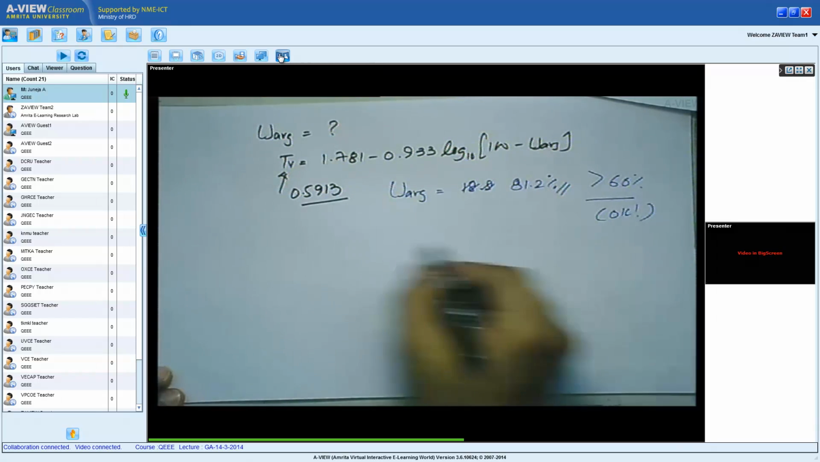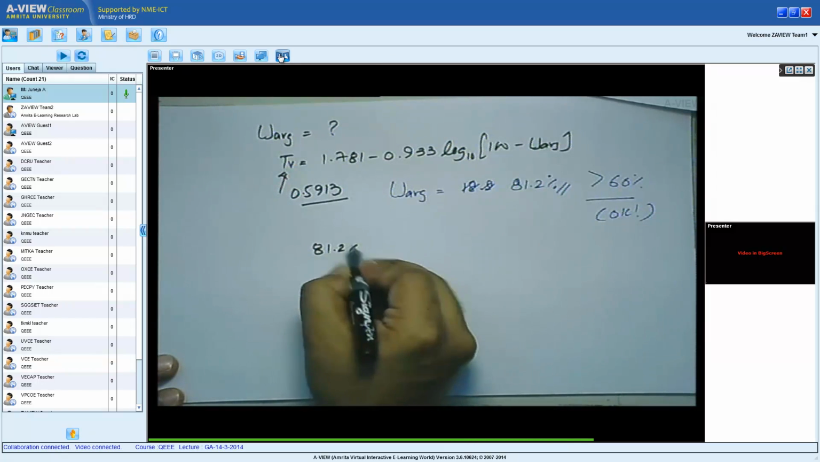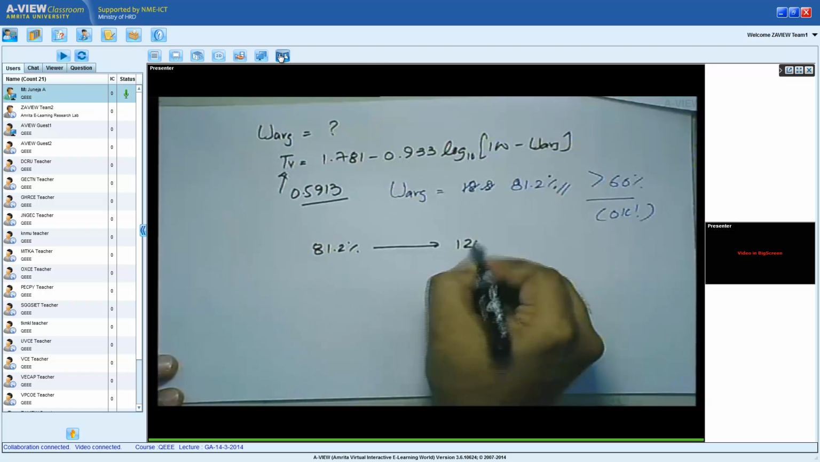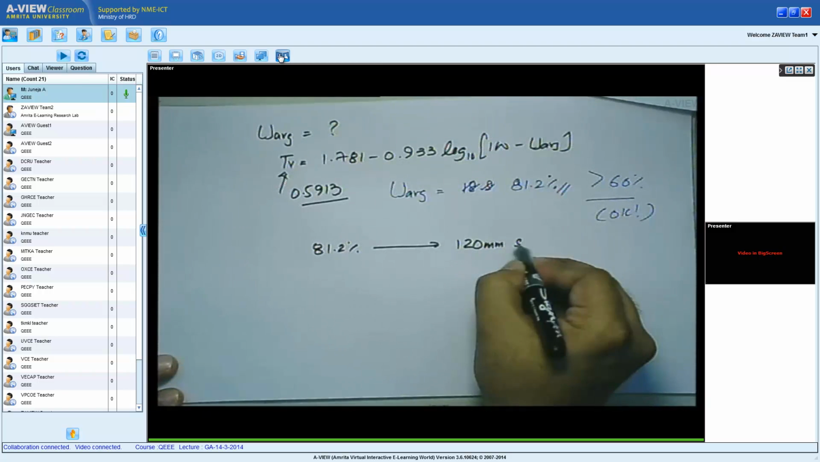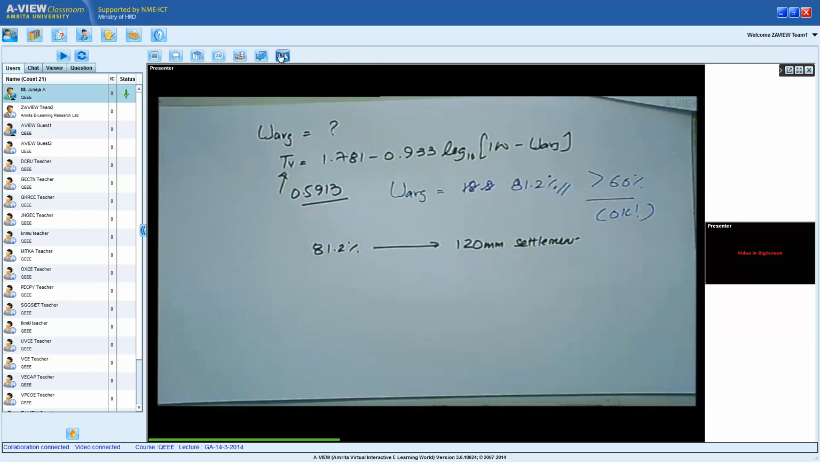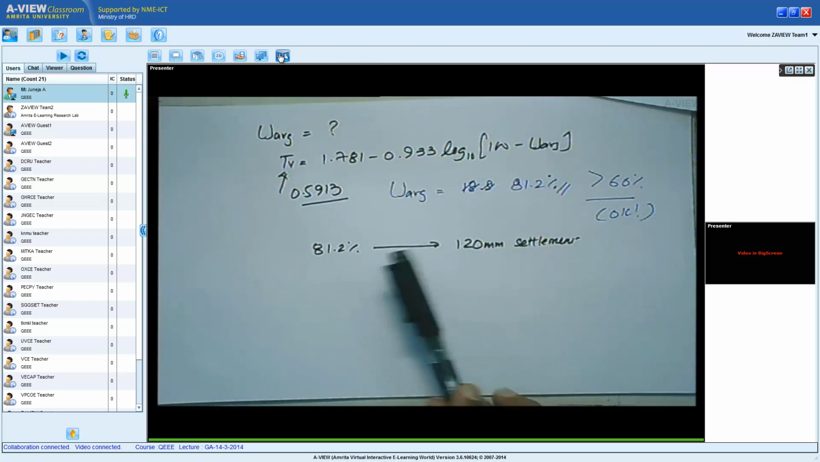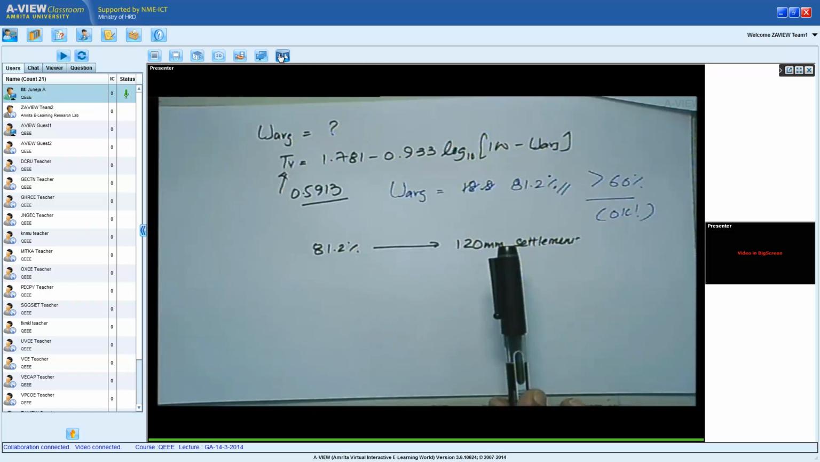So it means 81.2% corresponds to 120 millimeters settlement. Now I'm going to make an important statement. The degree of consolidation is directly proportional to settlement. Meaning, if 100% consolidation is over, 100% settlement should be over. 50% consolidation, 50% settlement. 20% consolidation, 20% settlement.